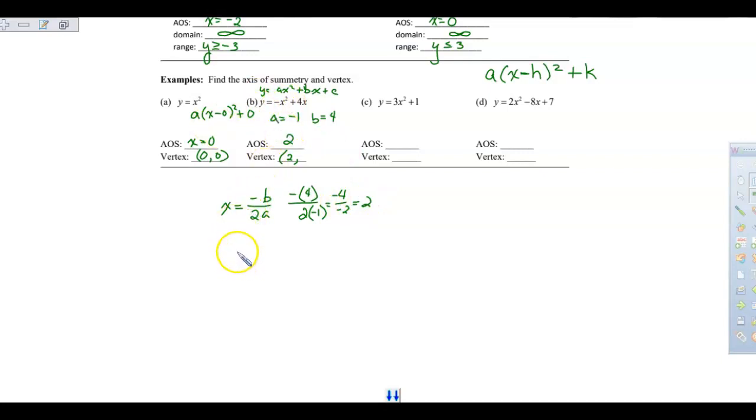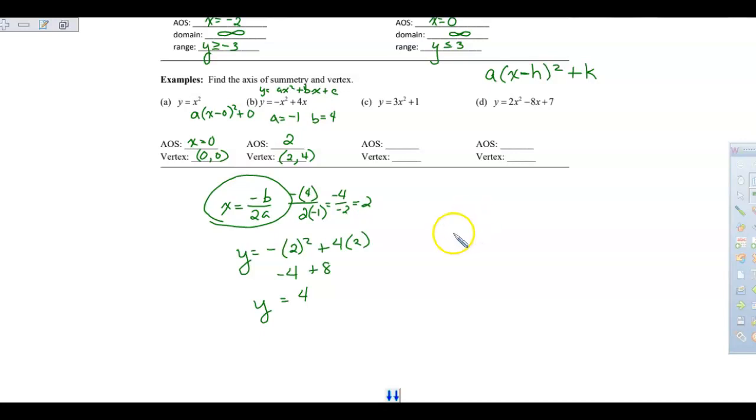So I have y equals negative x squared plus 4 times x. So 2 squared is 4, so that's negative 4. And 4 times 2 is 8. And negative 4 plus 8 is 4. So that means that my y is at 4. And so that's using this equation they gave us earlier to find our x value, which allows us to find our vertex.